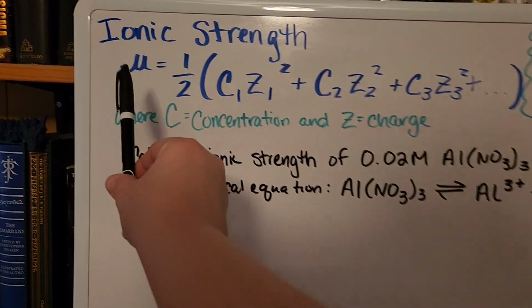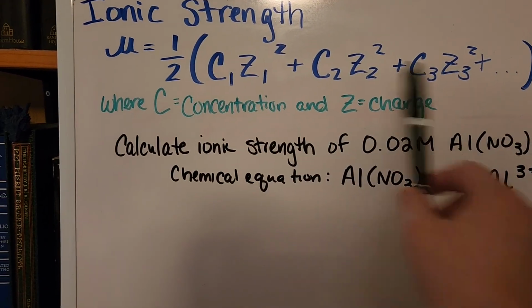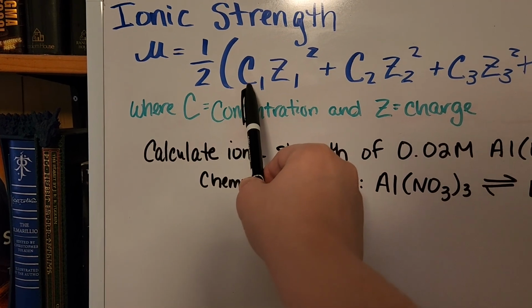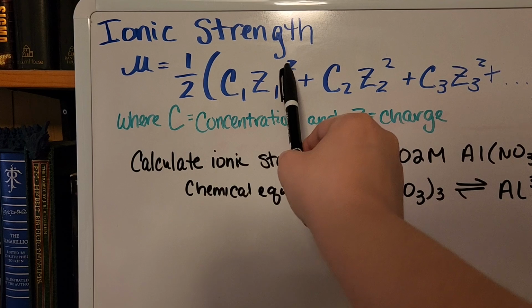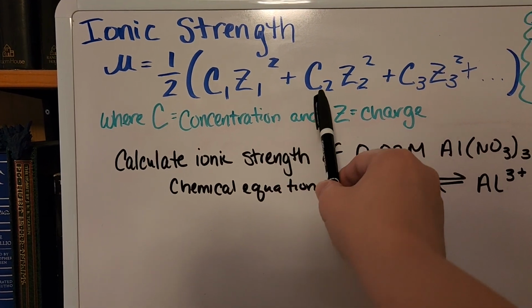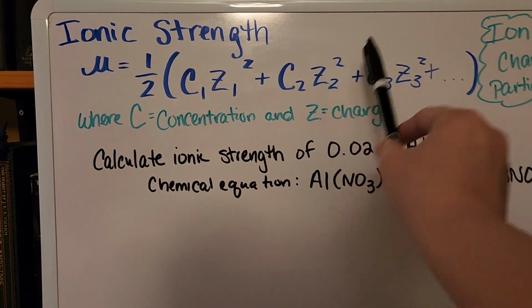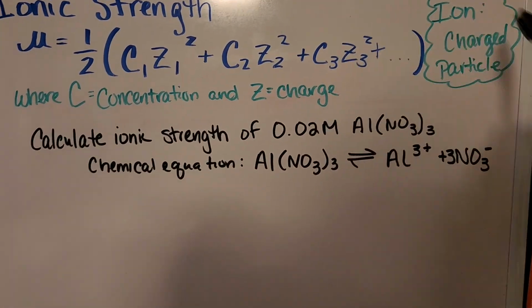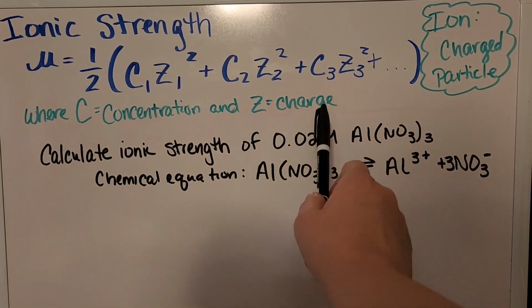So if you'll see here, you've got mu is equal to 1/2, and then you're going to add up all of these things. So this is the concentration of your first ion times its charge squared, plus the concentration of the second ion times its charge squared, plus so on and so forth. Okay, so C is the concentration and Z is the charge.